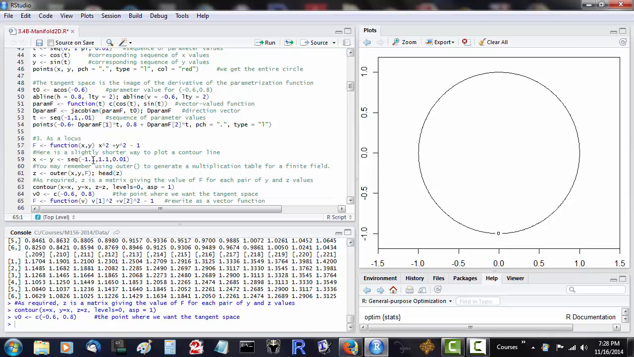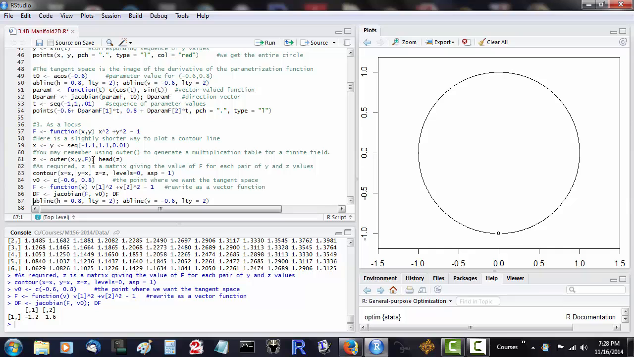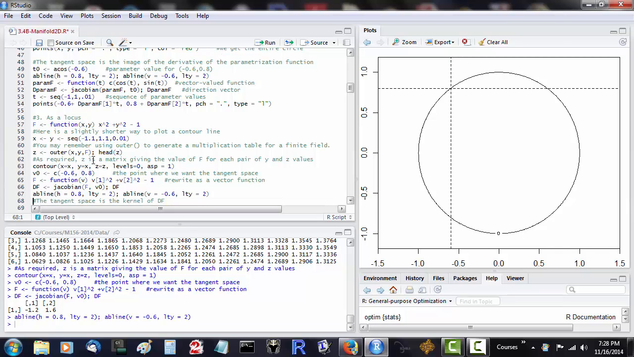Let's go back to the point where we want the tangent space. In order to calculate the derivative of f automatically, I need to write it as a function of a vector. So I replace x by v sub 1 and so on. And I ask for the Jacobian, which gives me a matrix with 1 row and 2 columns. There it is. There's the place that we want the tangent line.